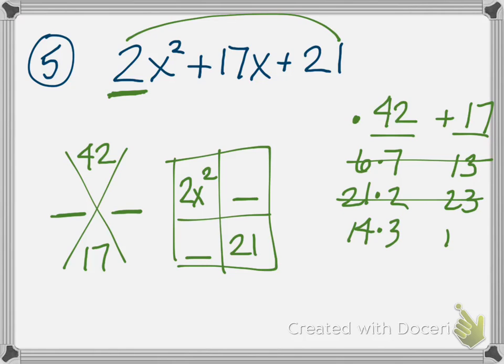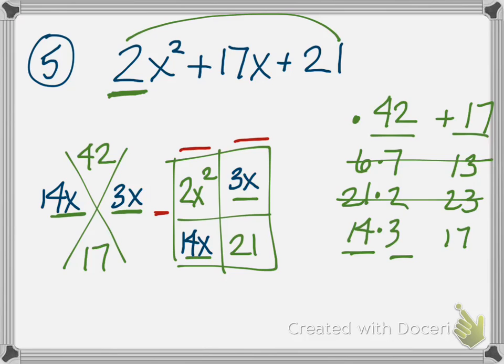But 14 plus 3 is the magical 17. So these are my numbers. Those are going here and here: 14x and 3x. And that's what goes in your box. Now we have to figure out what's on the outside. That is where the factor comes in.